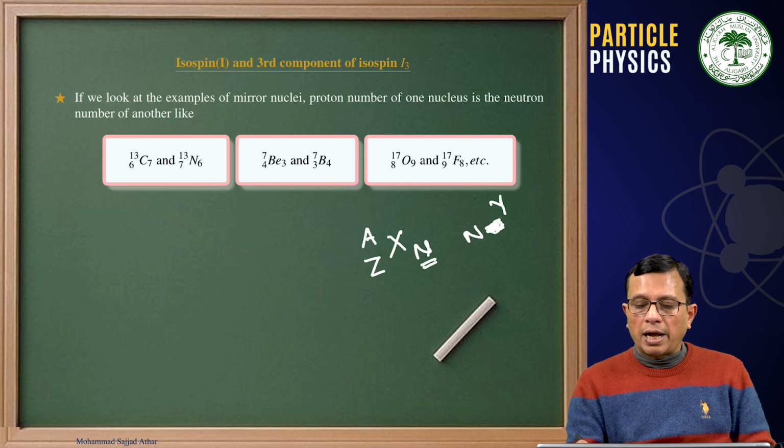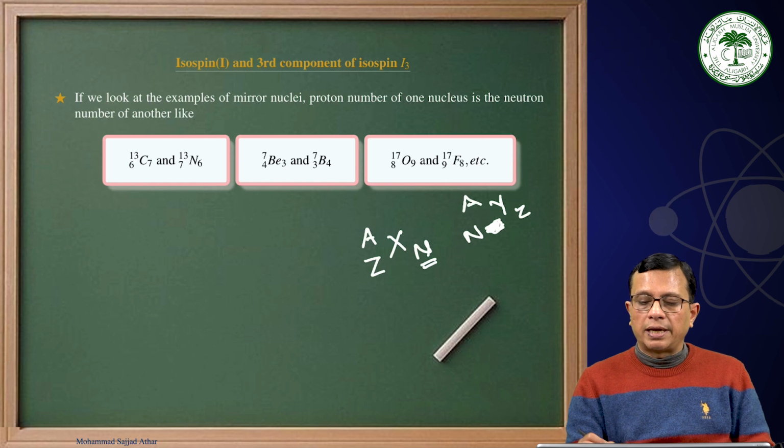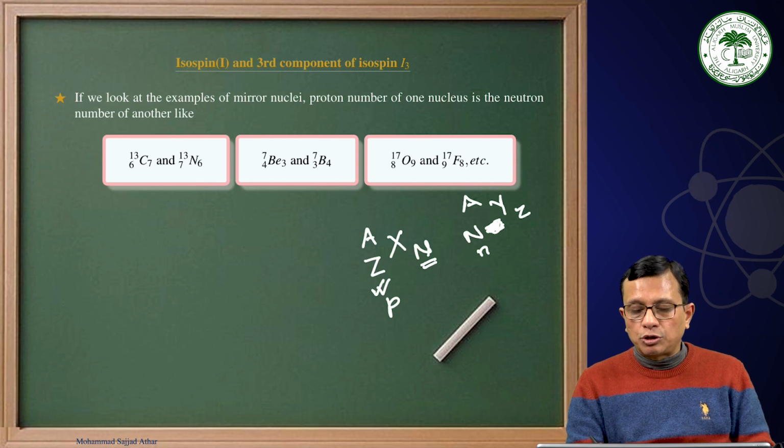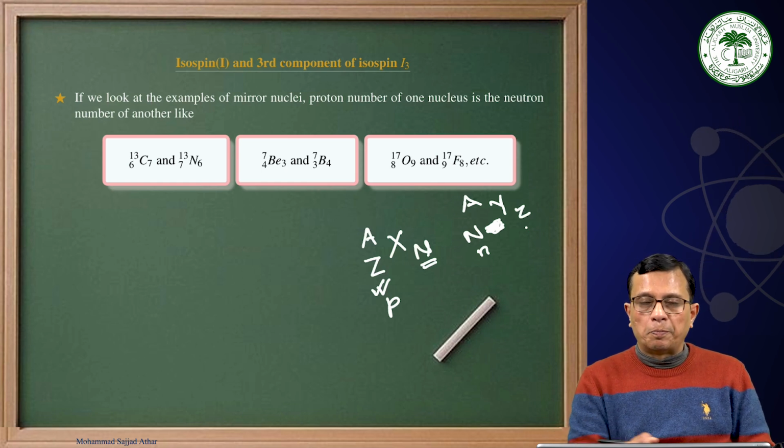This is N, this is Z, and this is A. The proton number of one is the neutron number of the other, and similarly the neutron number of this nucleus is the proton number of this nucleus. That is called mirror nuclei. There are many mirror nuclei which have been observed in different experiments.